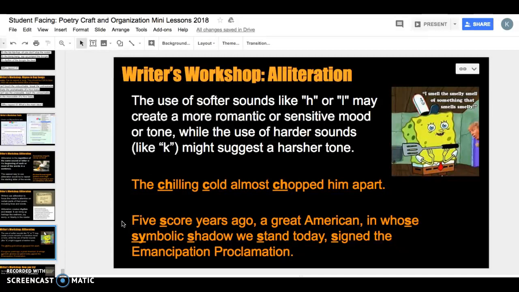50 years ago, a great American, in whose symbolic shadow we stand today, signed the Emancipation Proclamation.